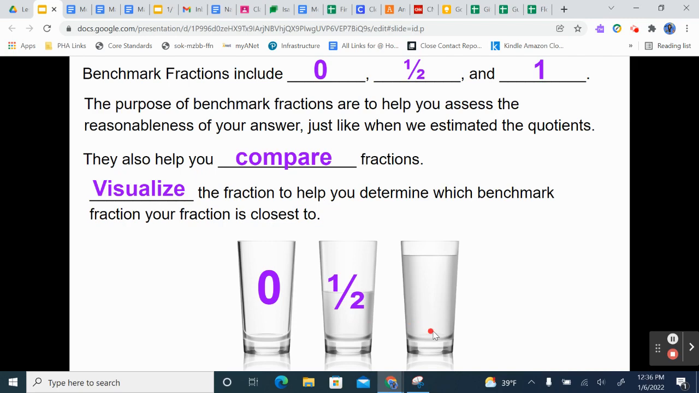And in the last glass, it is filled a lot more with water. It is almost filled to the top. So that means this represents a fraction that's closest to 1.